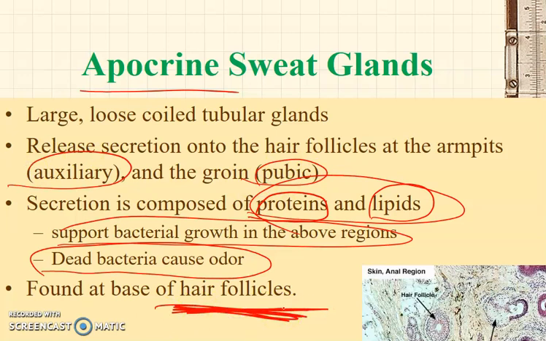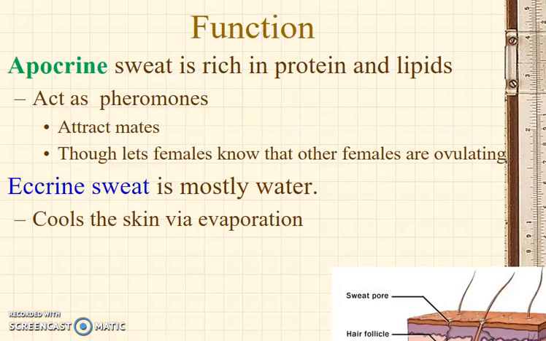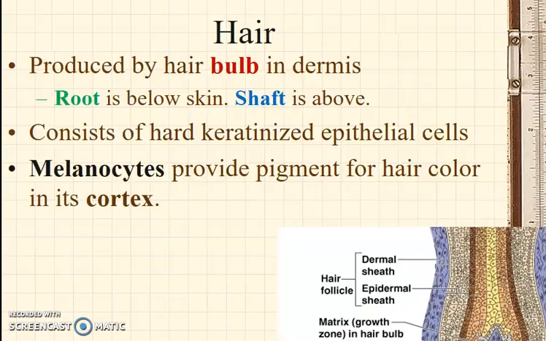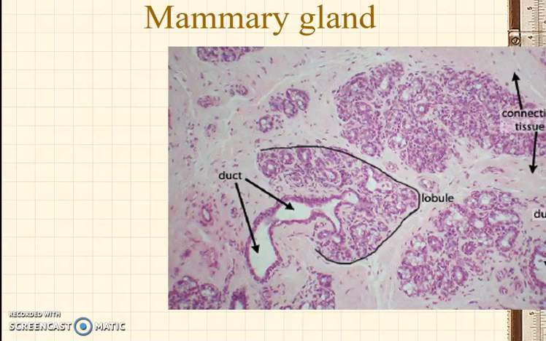So again, you need to know, is it associated with the hair follicle, what's in the secretion, and where it exits. So functions. Apocrine sweat, rich in proteins and lipids. Thought to act as pheromones. Mate attraction, sync up menstrual cycles. Eccrine sweat is mostly water. It cools the skin by evaporation. So our last skin gland is a mammary gland.